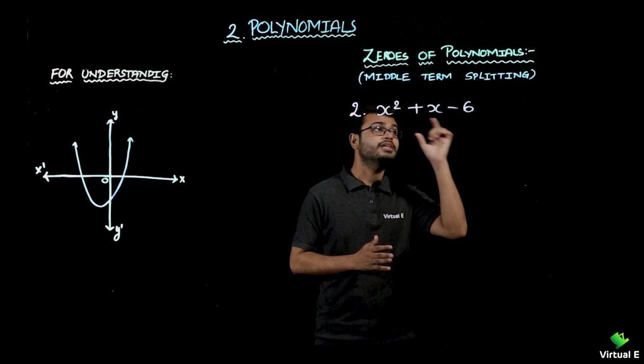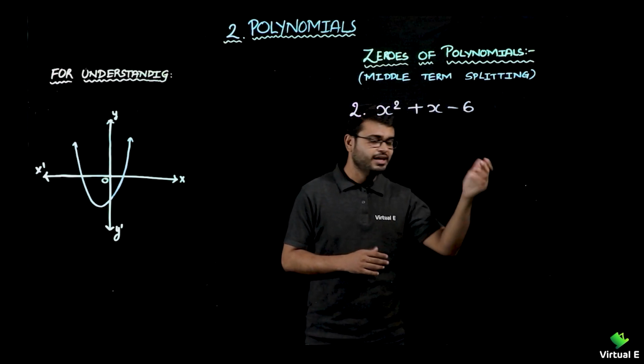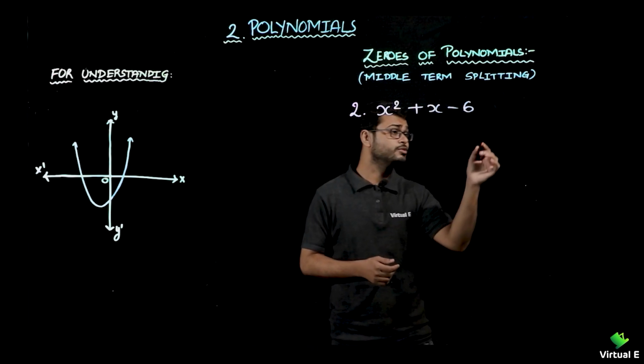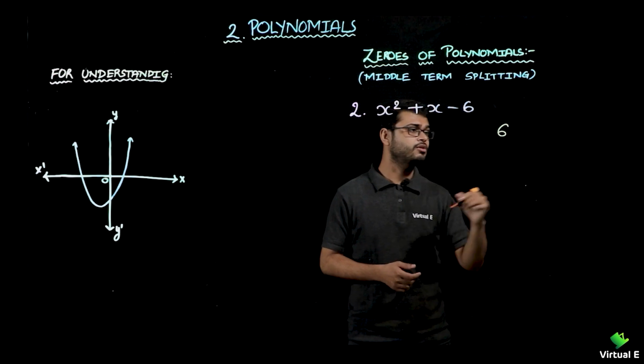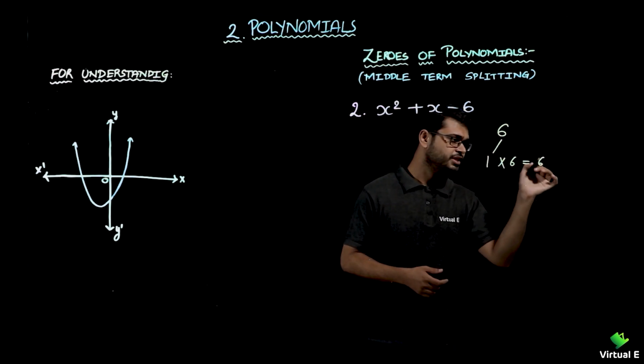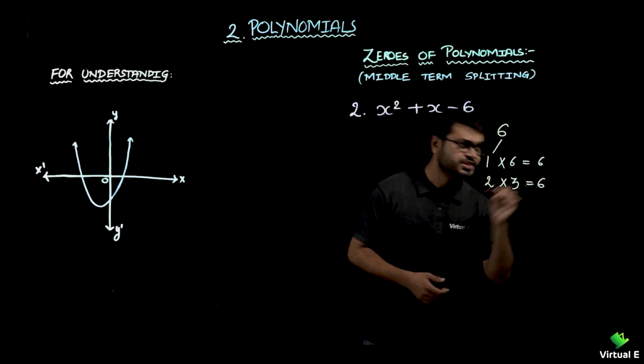But here we need to think something about the signs as well. So let's start. You can factorize 6, and as always, there will be only 2 factors. So let's do it. 6 here is a constant and its factors are 1 multiplied by 6 which is 6, and 2 multiplied by 3 which is also 6.